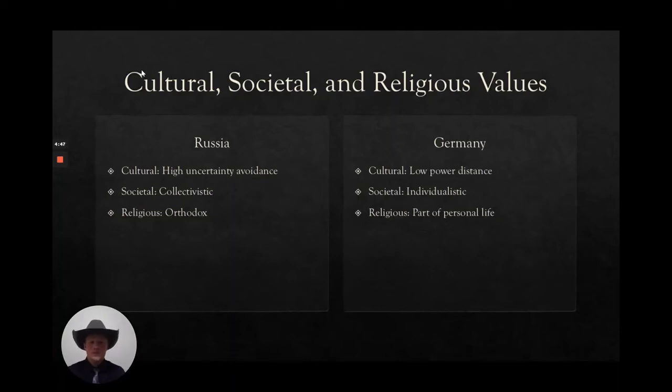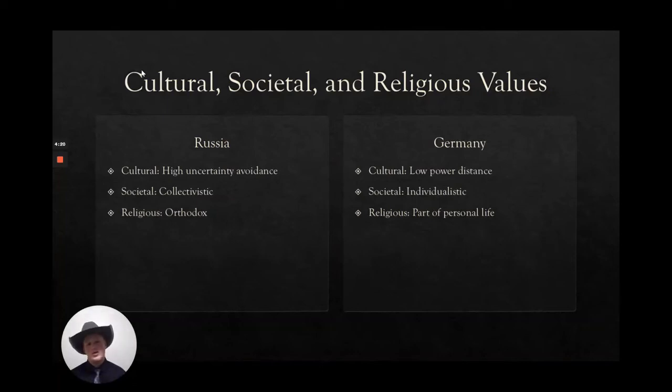When looking at the cultural, societal, and religious values for both Russia and Germany, we come across some similarities and some differences. Looking at the cultural, we have Russia's high uncertainty avoidance, and we also have Germany's low power. Both of these are similar in the fact that they both want to have certainty in knowing what's going on and why they're doing it when they're making important decisions.